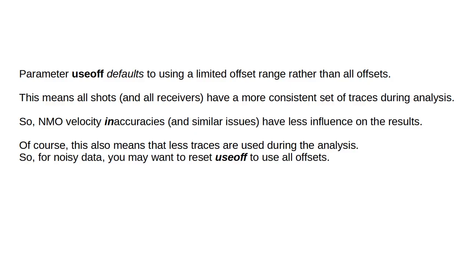Parameter useOff defaults to using a limited offset range rather than all offsets. This means all shots and all receivers have a more consistent set of traces during analysis. So, elevation velocity inaccuracies and similar issues have less influence on the results. Of course, this also means that fewer traces are used during the analysis. So, for noisy data, you may want to reset useOff to use all offsets.